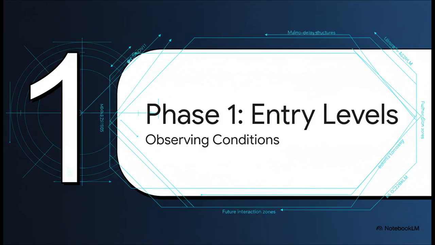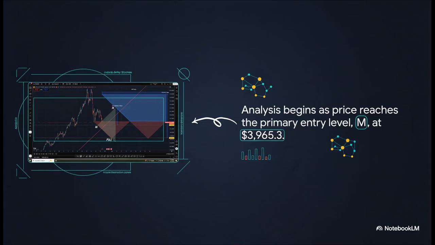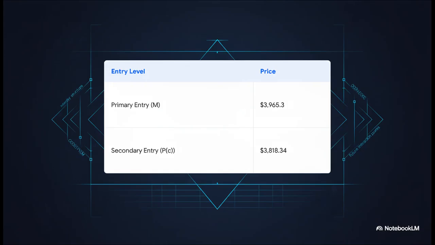Phase one, entry levels. This is where we look at the exact conditions that kick off a brand new cycle, according to the model. Here on the chart, you can see the starting point loud and clear. The analysis officially begins the moment the price of gold hits the primary entry level. You can see that point marked on the chart as M, and at that exact moment, the value was recorded at $3,965.03.